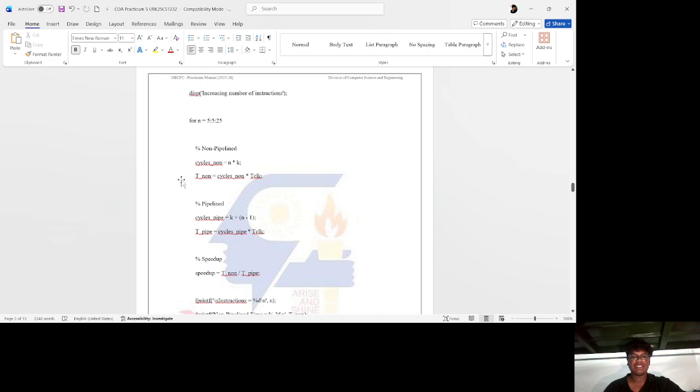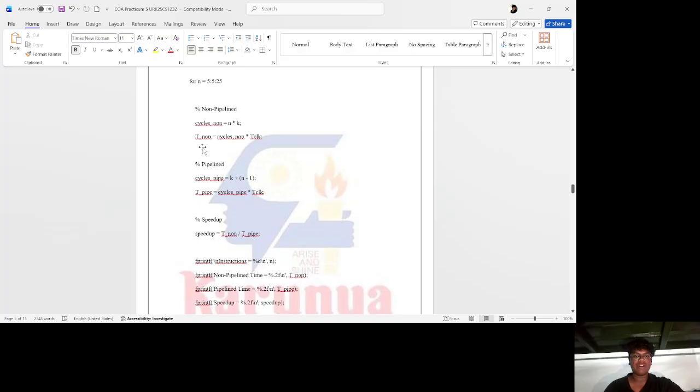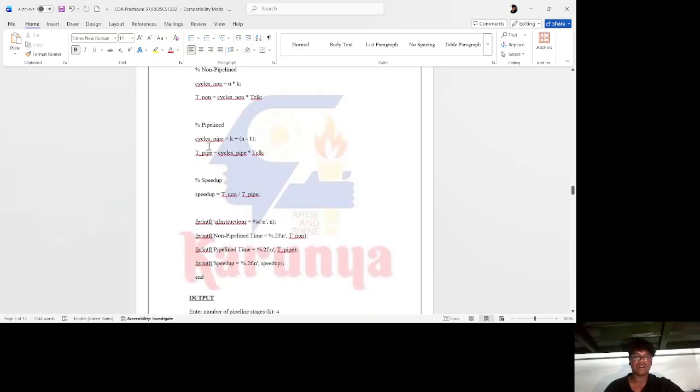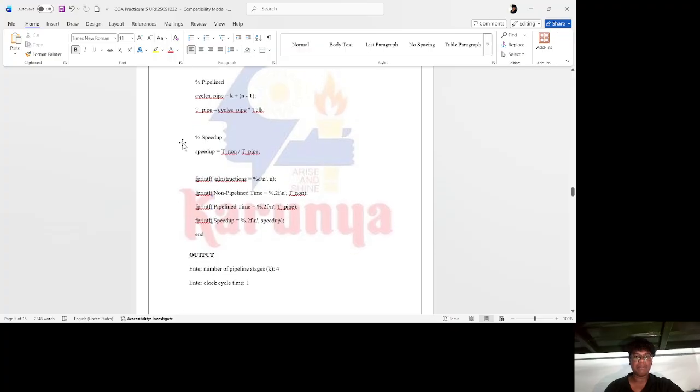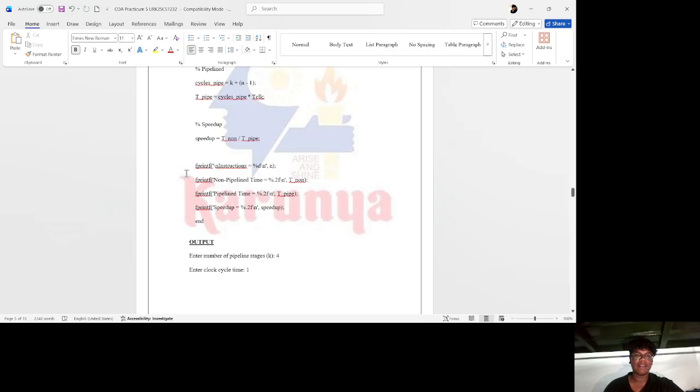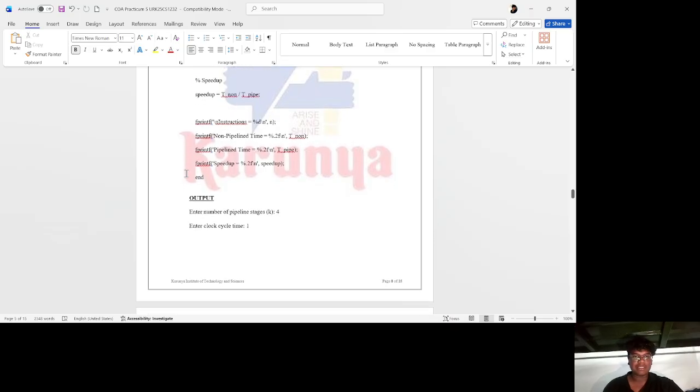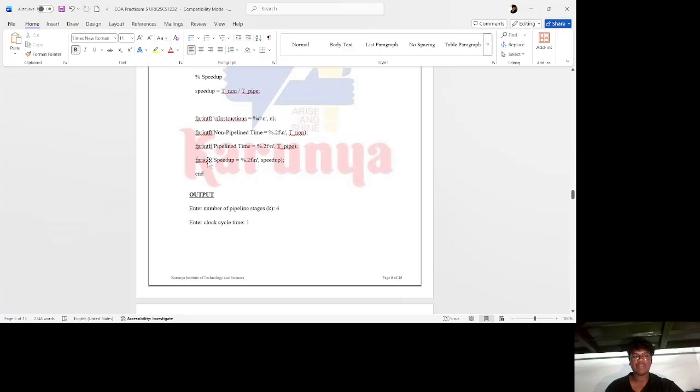The non-pipeline equation states: cycle non equal to n into k, and t non equal to cycle non into t clock. And the pipeline equation states: cycle pipe equal to k plus n minus 1, and t pipe equal to cycle pipe into t clock. And the speed up equation takes place here: speed up equals t non divided by t pipe, and then we print the instructions in a new line, non-pipeline in a new line, pipeline time in a new line, and speed up in a new line.